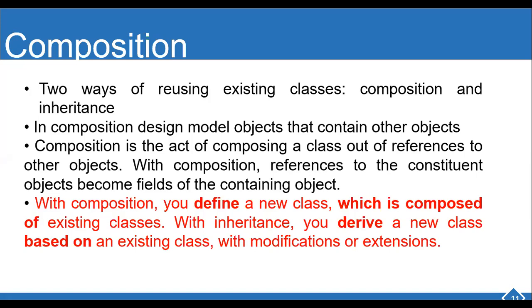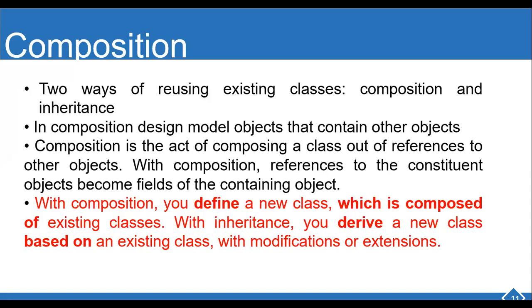Composition, from the word itself, we can interpret it as consisting of, composed of something. It means it contains something. In the composition design model, objects contain other objects. For example, if we consider a car, a car has an engine, has tires, and several other things. That is what we call composition.